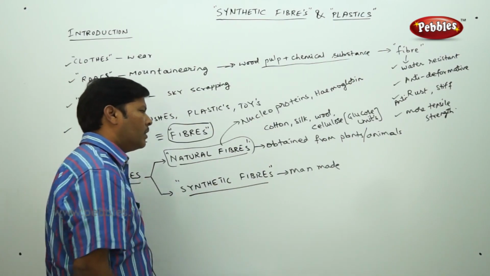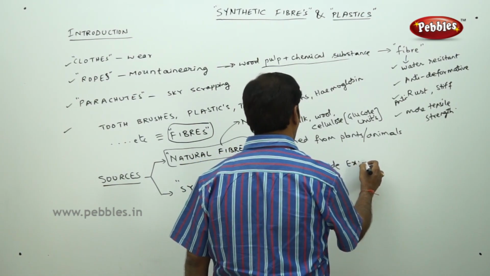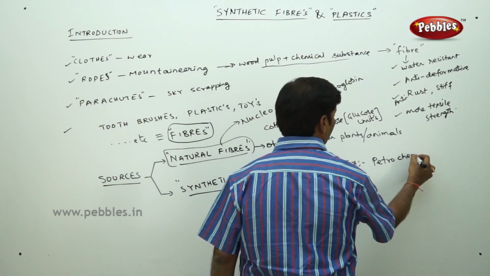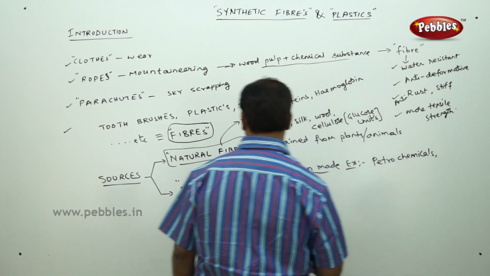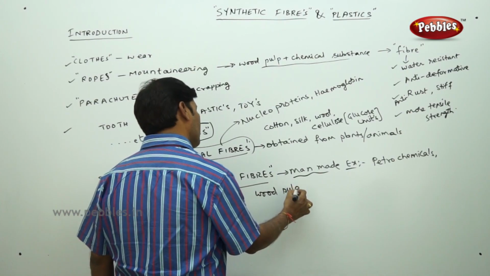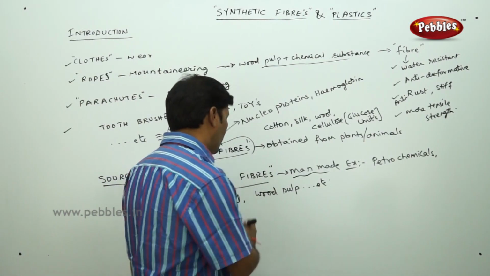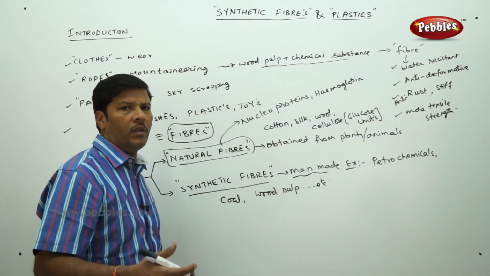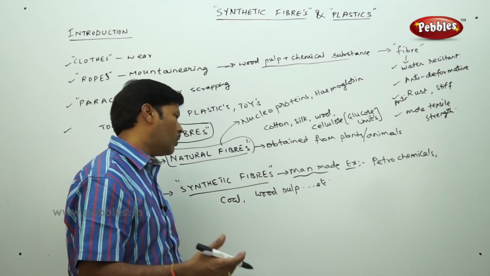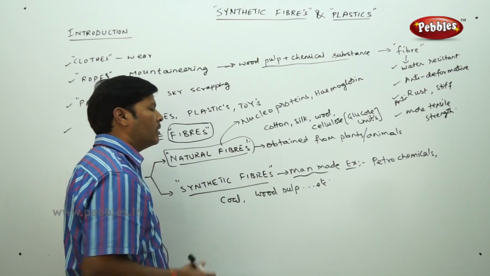When you go for synthetic fibers, these are man-made. The best source of the synthetic fibers is petrochemicals. Synthetic fibers can be obtained from petrochemicals, coal, wood pulp, etc. Whether it is petrochemicals or coal or wood pulp, a suitable chemical substance is added to it, and once the chemical substance is added, it results in the formation of a new substance called synthetic fibers.